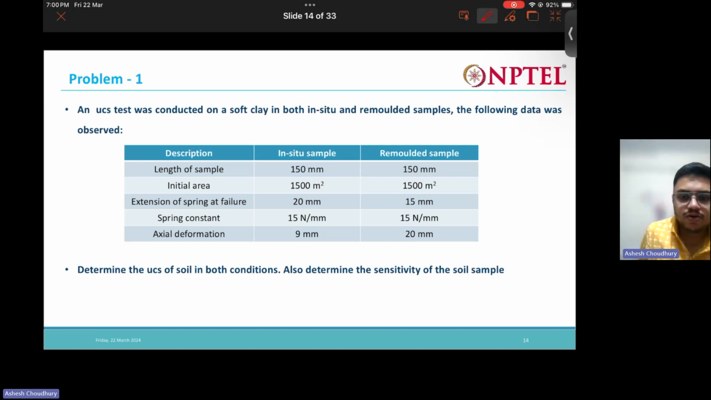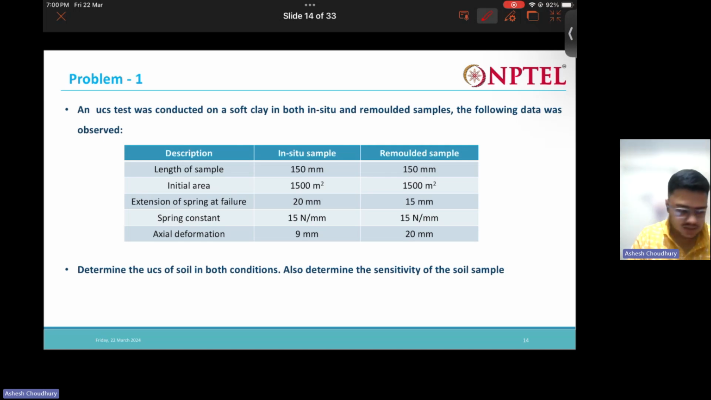So were you able to solve this? It is very easy, right? I hope all of you were able to solve this. Correct? The catch is that you have to find out the corrected area. That's the only catch here. Nothing else.